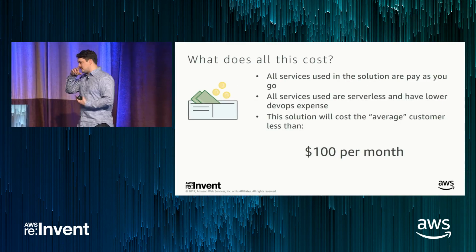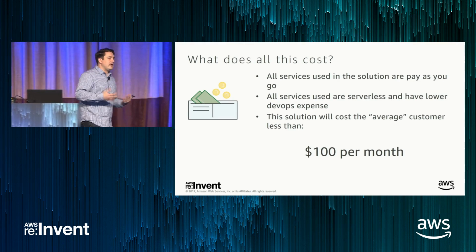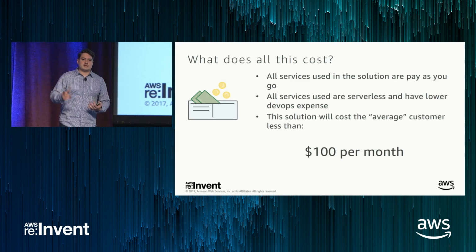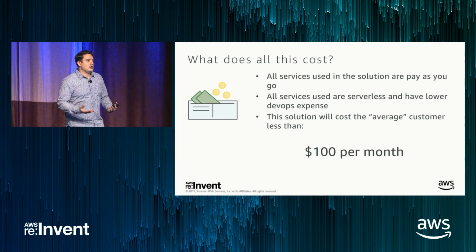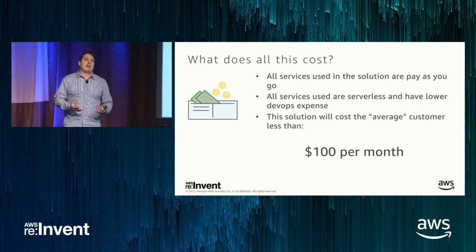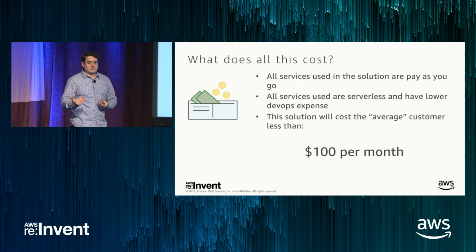So what does all this cost? Using data available to us, the average CloudTrail customer and average number of API calls, the solution I presented to you today with all the details is about $100 a month. It's about $60 a month in Kinesis Analytics costs, and the remaining services are about $40. And you get a live dashboard that feeds you real-time results.